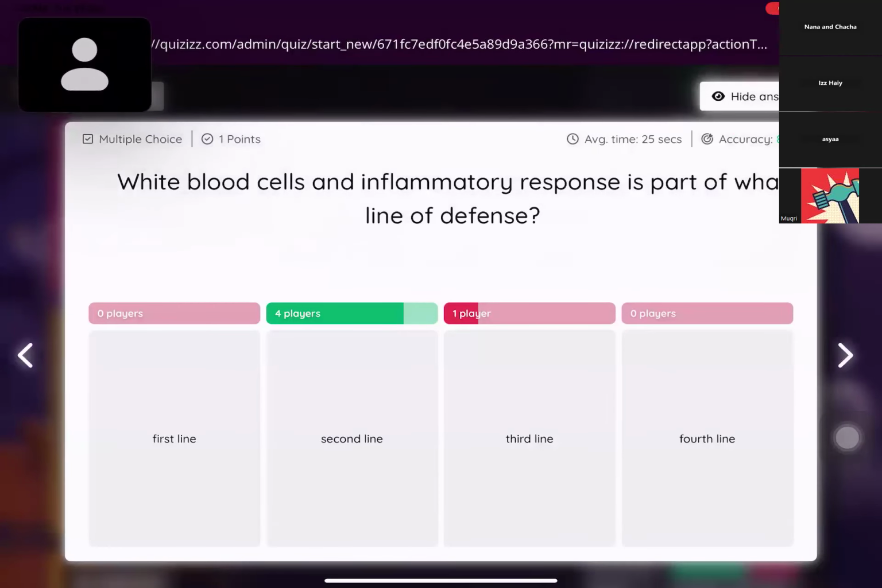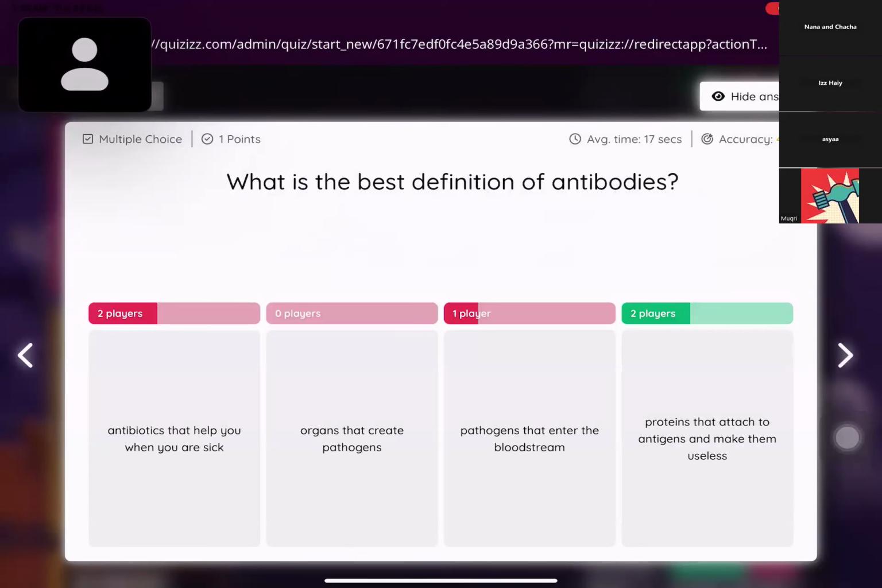Okay, so what is the best definition of antibody? Antibodies are proteins that attach to antigens and make them useless. So, a protein that attaches to antigens and makes them useless. Fine. Any question on this one? Is it clear?